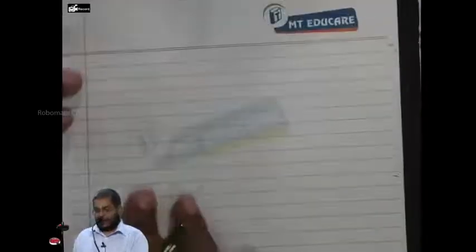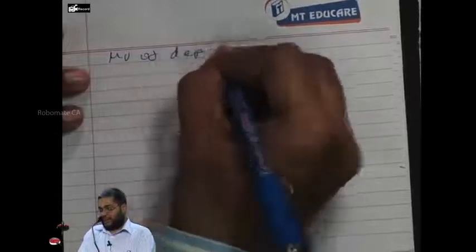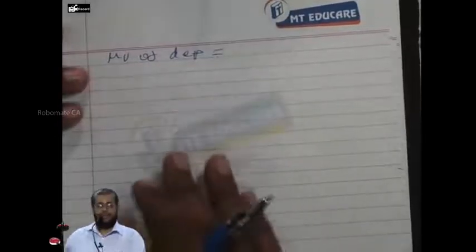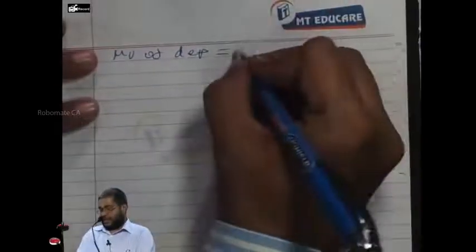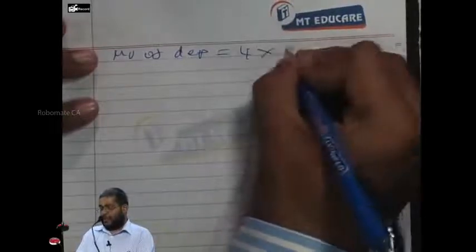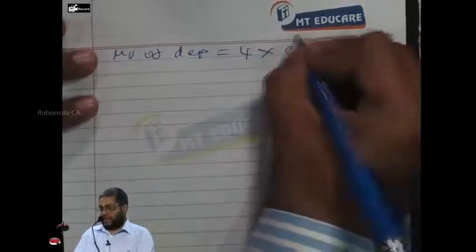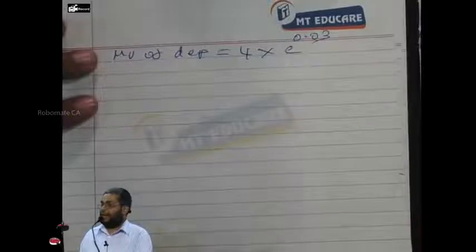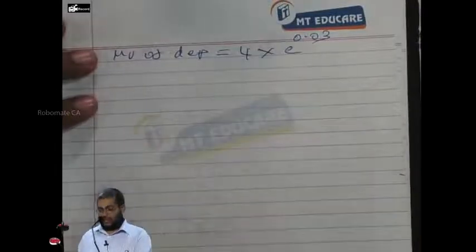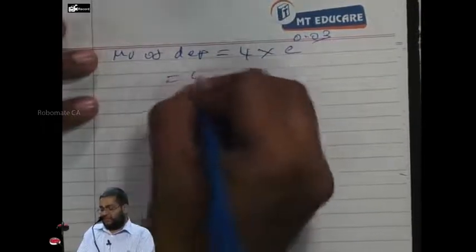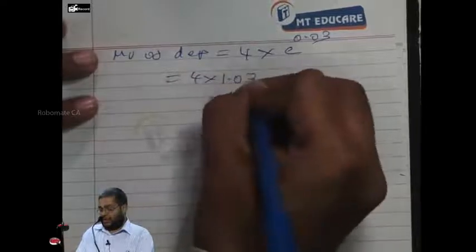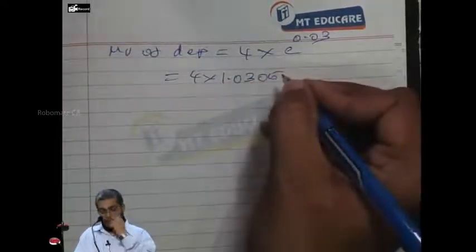Can I proceed? Same step, you continue. Maturity value of deposit. Now, how much deposit was done? 4 rupees. For how many months here? 3 months. In the e power 0.03. Am I right or not? 3 by 12 into 12%, just combine the step, which is equal to 4 into 1.0305. What number?